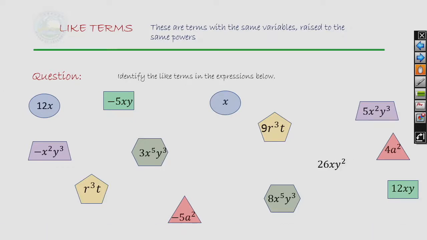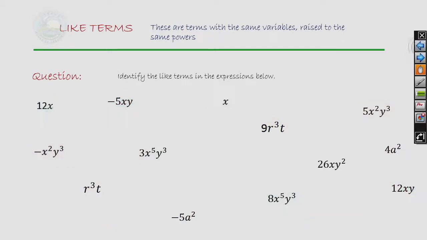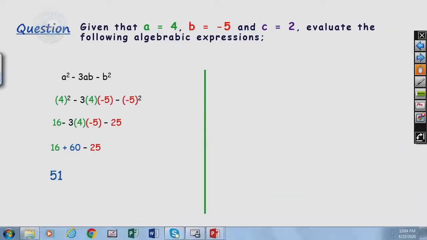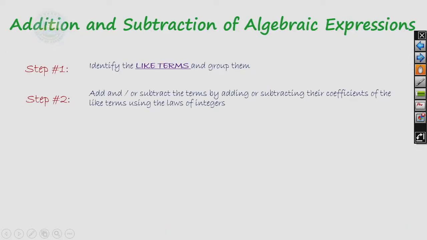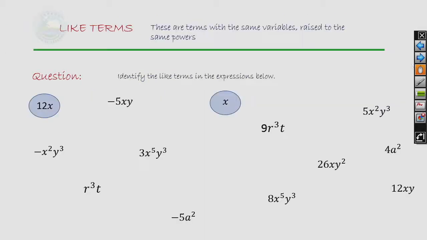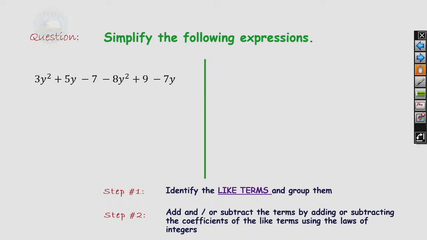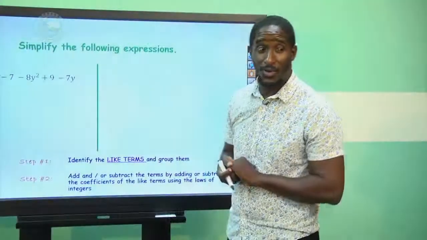So let's just go back a bit. We said that when we are adding and subtracting terms in algebra, we need to identify the like terms. And we have been able to identify our like terms. So what are the steps when simplifying algebraic expressions utilizing addition and or subtraction? Let's just recap on them. Step 1, identify the like terms and group them. And step 2, we are to add and or subtract the terms by adding or subtracting the coefficients of the like terms utilizing the laws of integers.